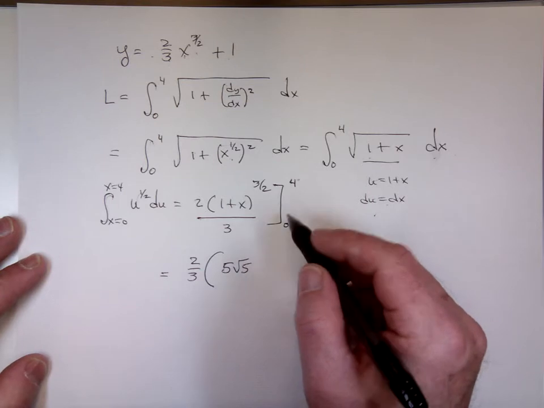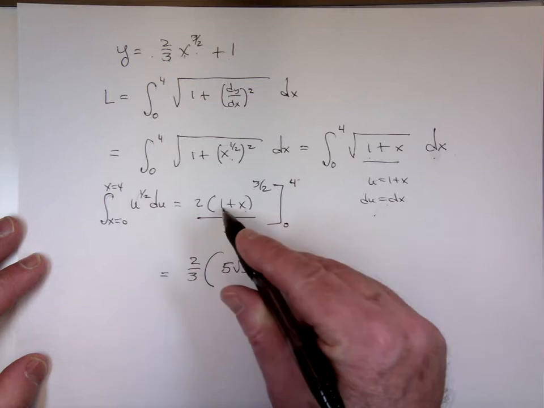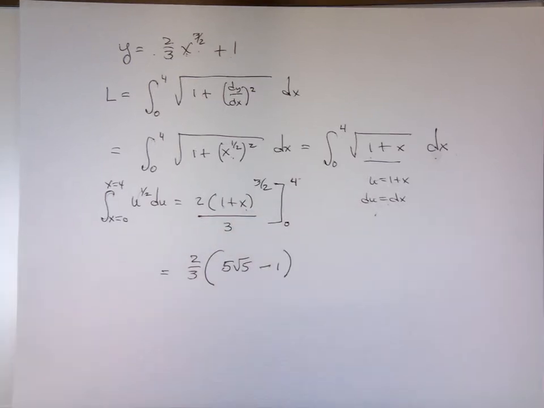Put a 0 in there, okay? And you get a 0, but you have to end up with a 1, so it's minus 1. You end up with your answer of 2/3 times the quantity 5 square roots of 5 minus 1. They want it to 3 decimal places, so you just crank it out in your calculator. You do 5 square roots of 5, you subtract 1, you multiply by 2, you divide by 3, and you get your answer. Okay? Any questions on that?